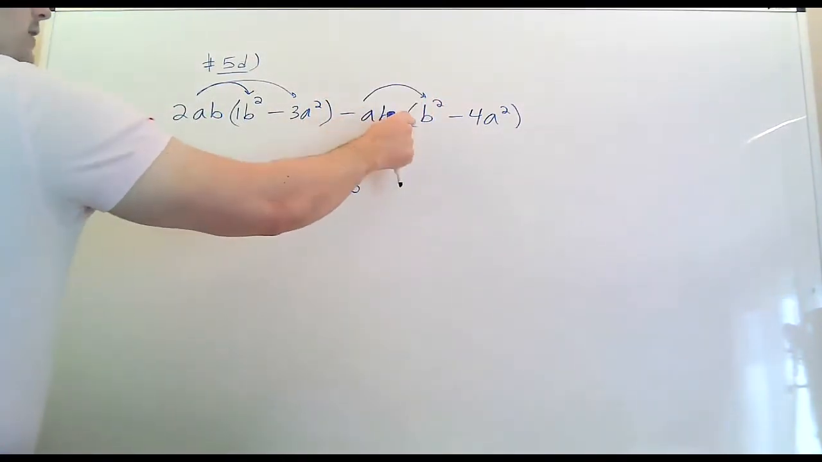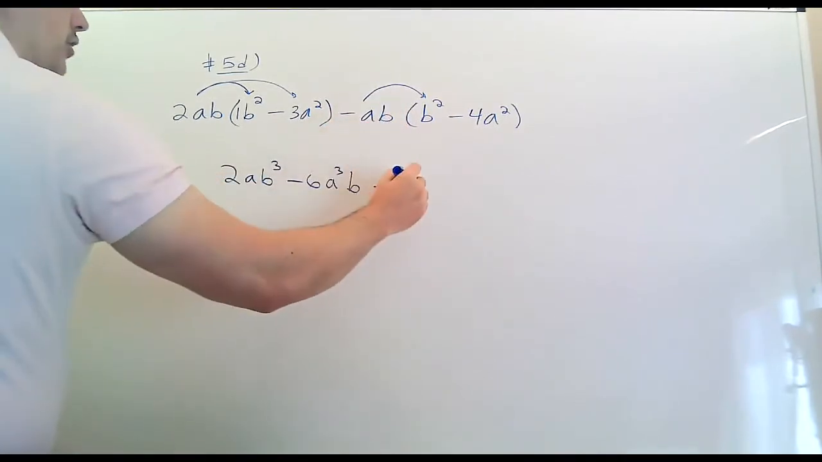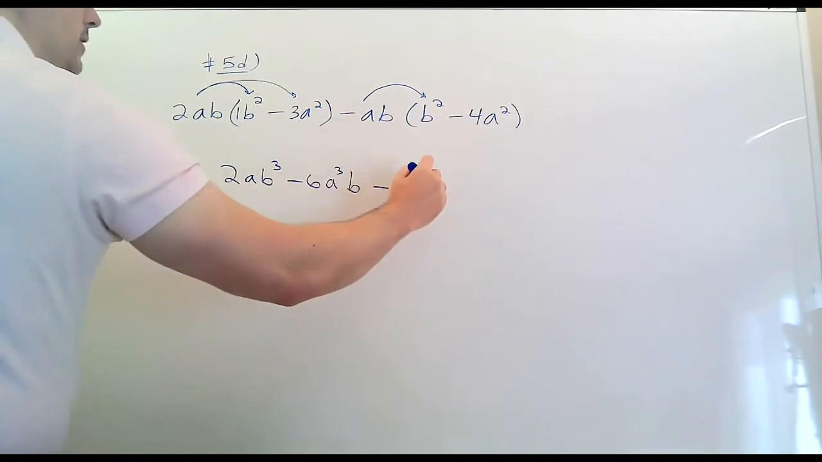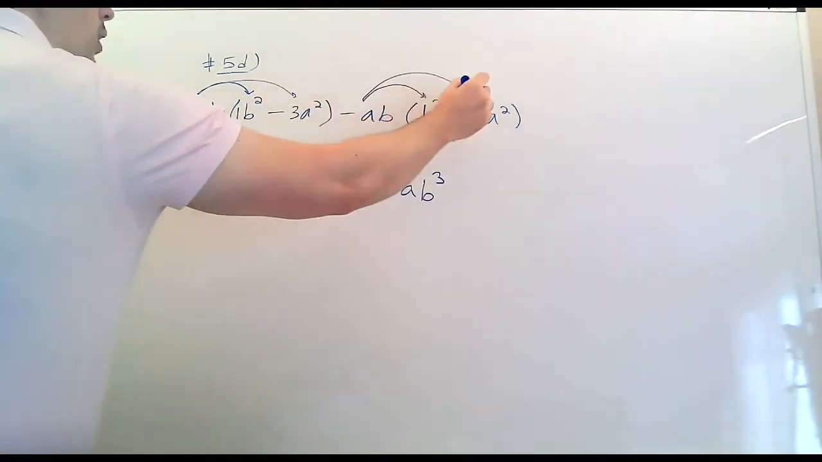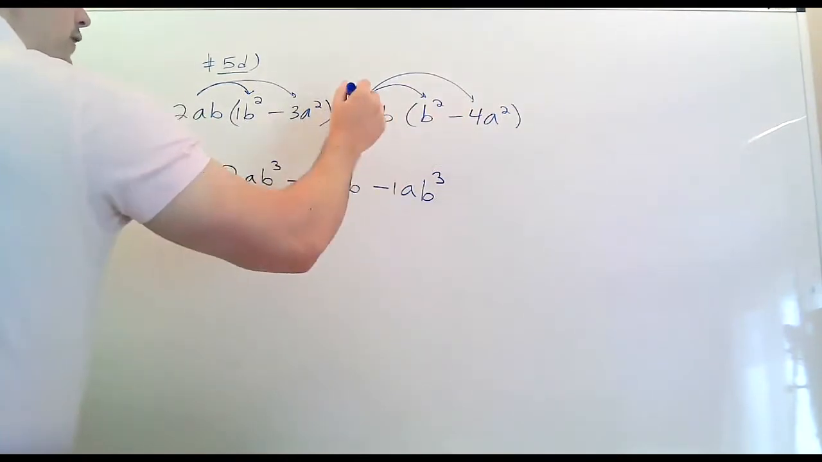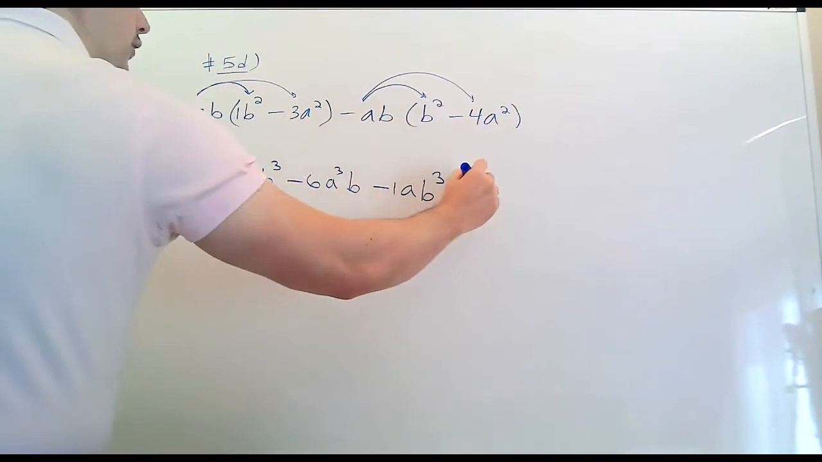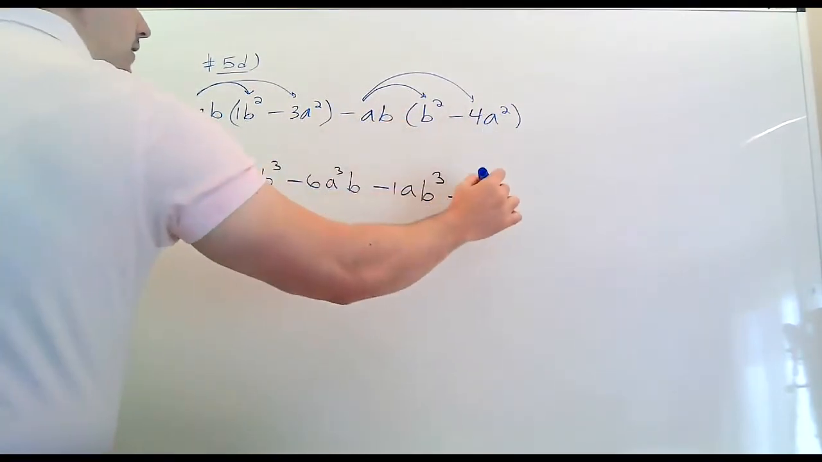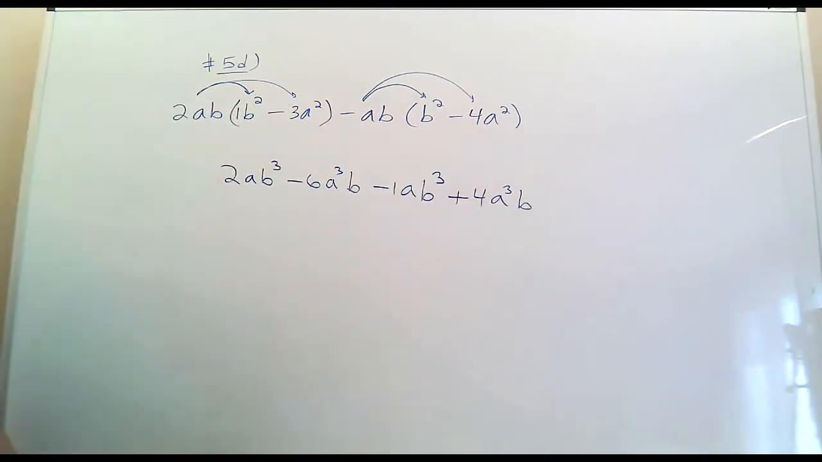Distribute. -1 times 1 is -1. You don't have to put it, but I'm putting it. A goes along for the ride. B times B2, B3. 1 more. -1 times -4, again, put a 1 if you need it. Negative times negative is positive. 1 times 4 is 4. A times A2 is A3. What about the B? Along for the ride.